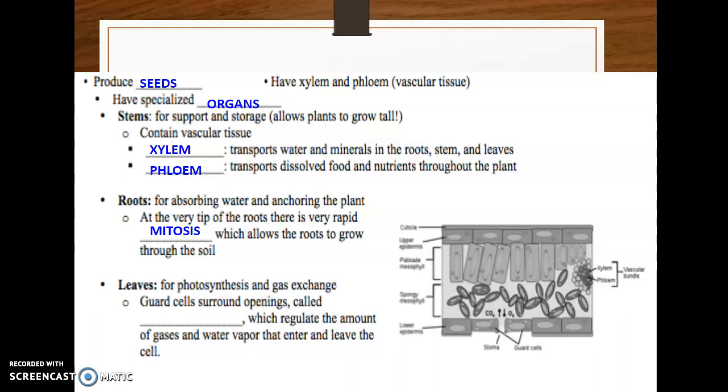Also, in vascular plants, they're going to have leaves, and this is where most of the photosynthesis and the gas exchange is going to happen. And as you know, guard cells surround these openings called stomata, which are going to regulate the amount of gases that can come in and come out of the plant cell.